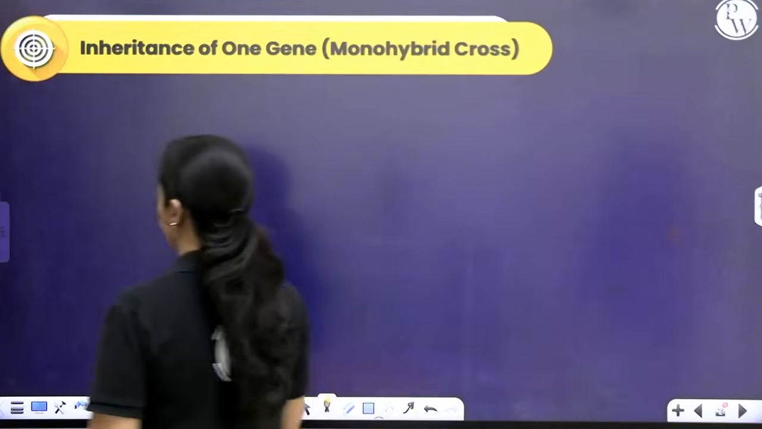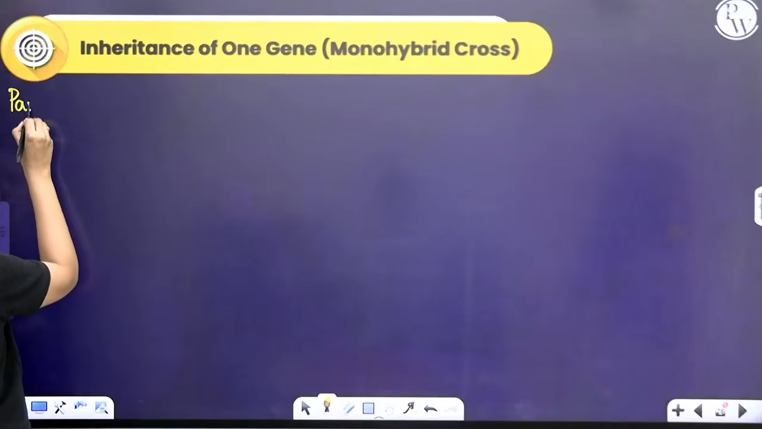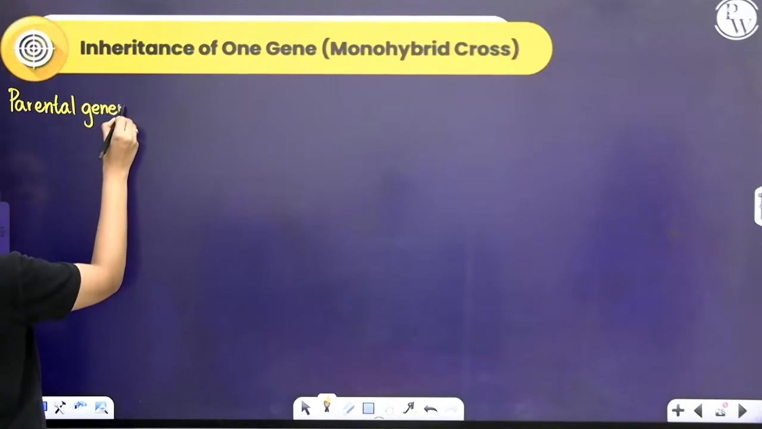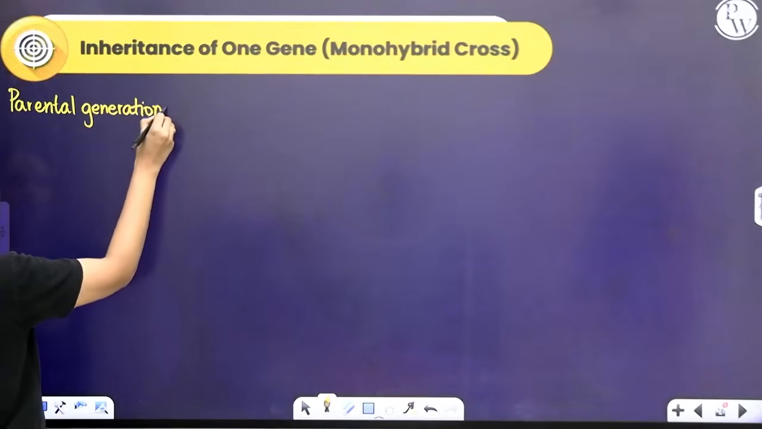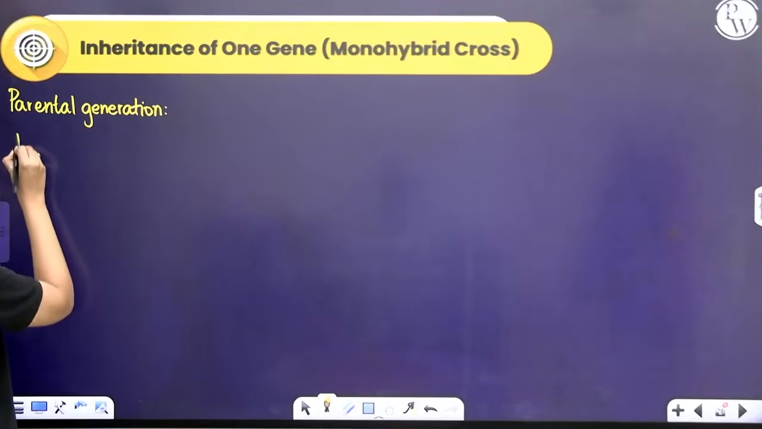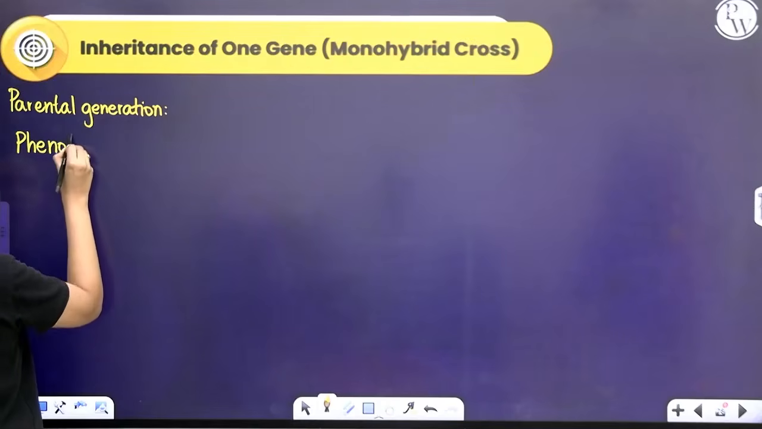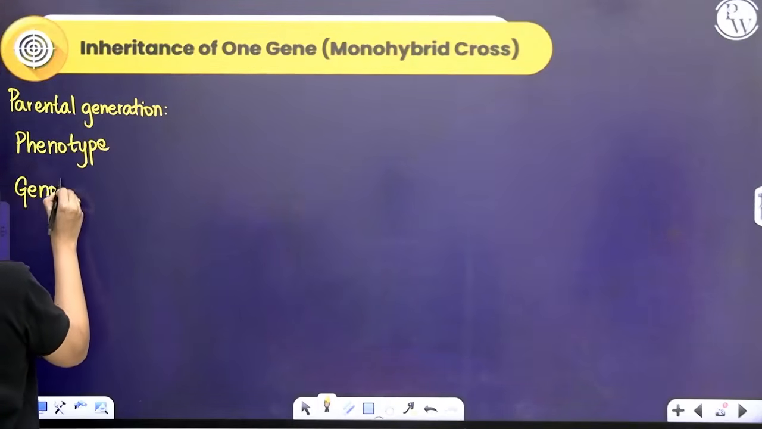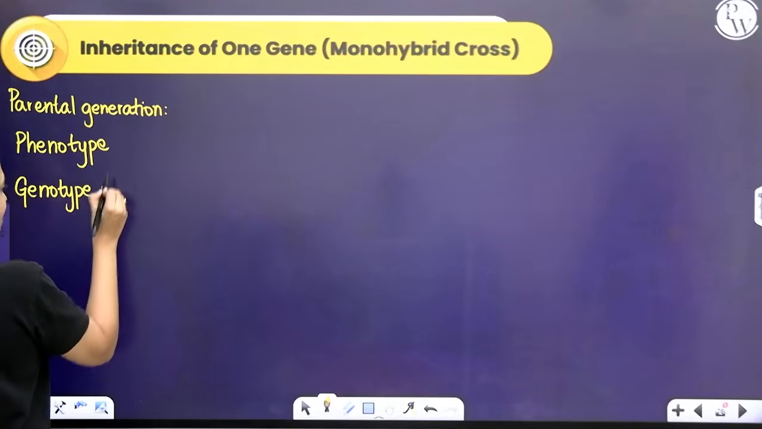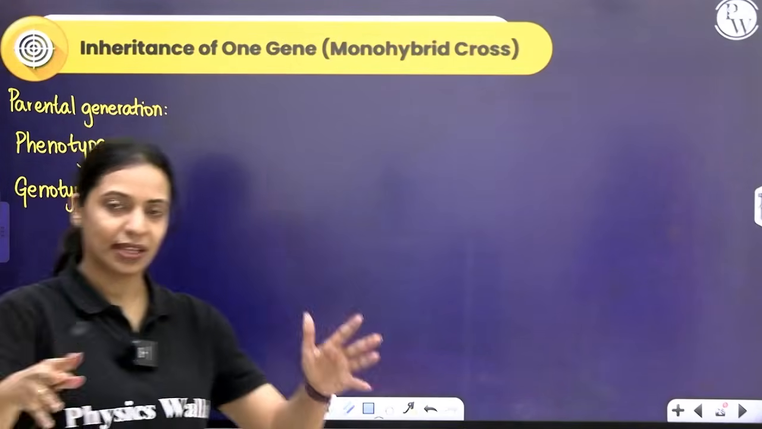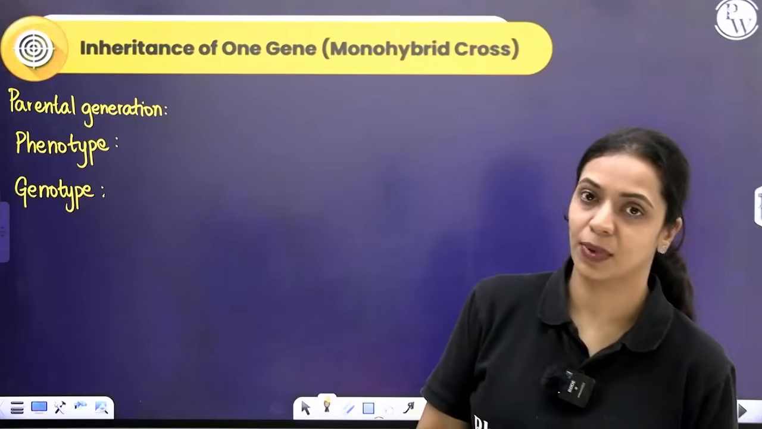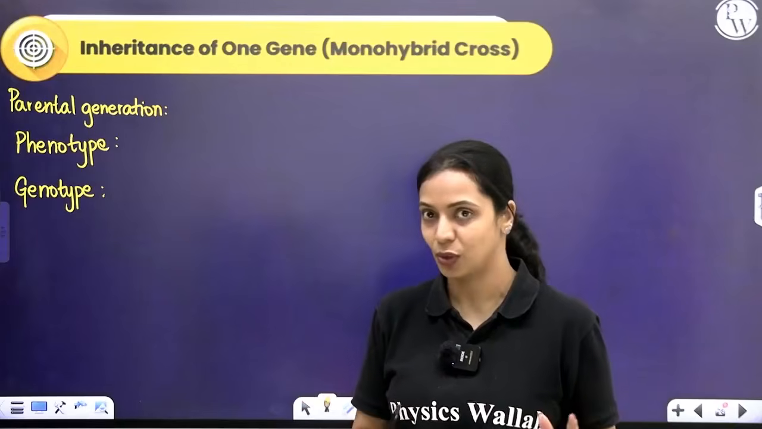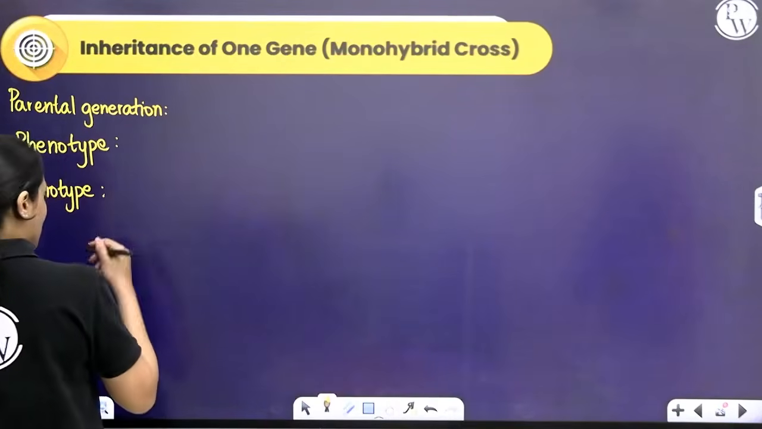Let's start off with the parental generation. We'll write down the phenotype and the genotype. Phenotype is what you can see. Like physically, you can see that the plant is tall or dwarf, right? That is phenotype. What are the alleles or genes present inside it? Something that you cannot see, that is its genotype. So in the parental generation, firstly, what did we take?